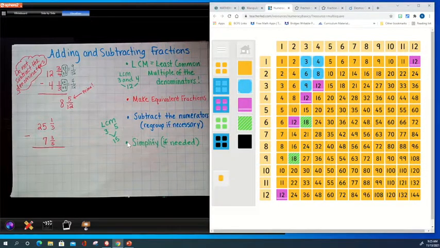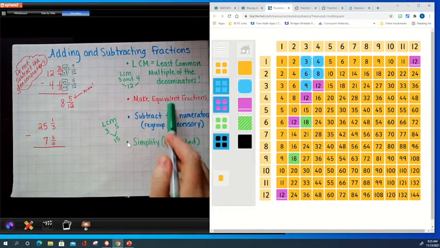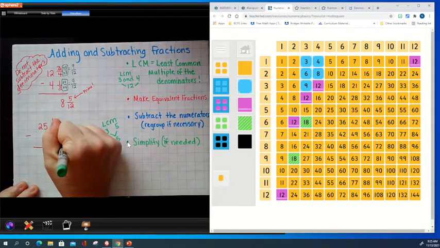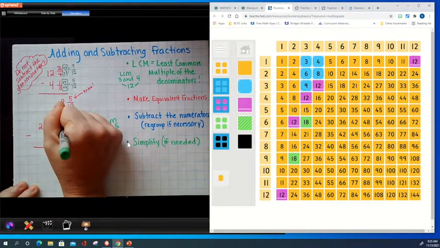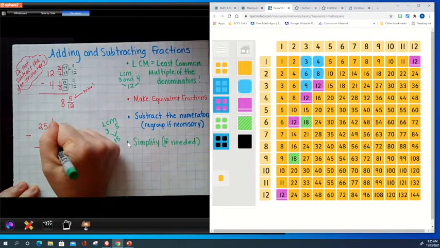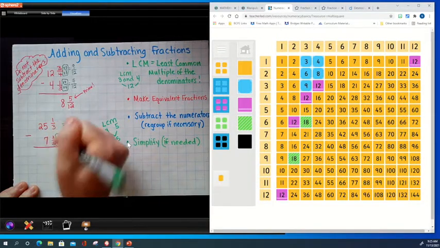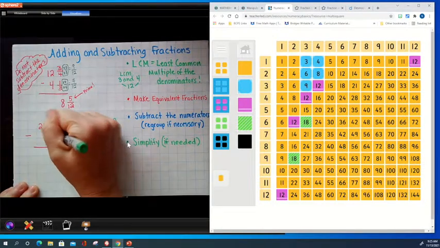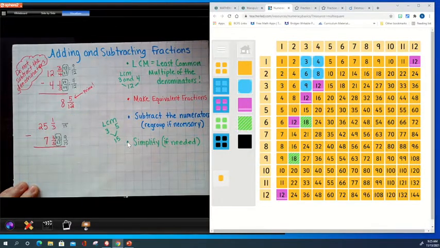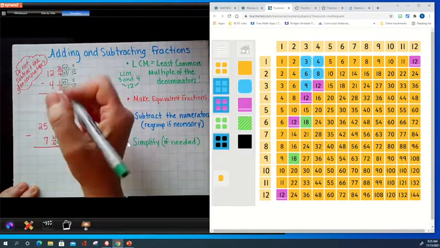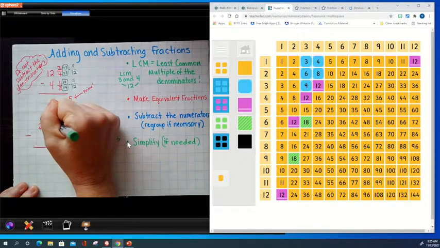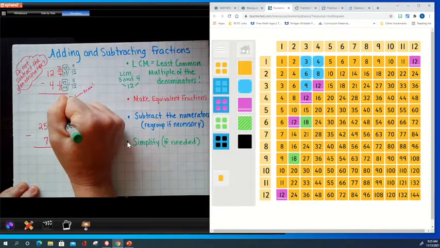Okay, here we go. Make equivalent fractions. 15. How many 5s make a 15? We're multiplying that numerator and the denominator by 3/3, which is the same as 1. 3 times 3 is 9. 3/5 is the same as 9/15. 1/3 times 5/5 is 5/15.